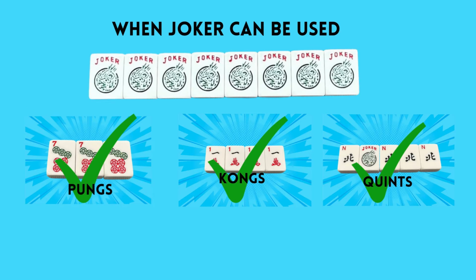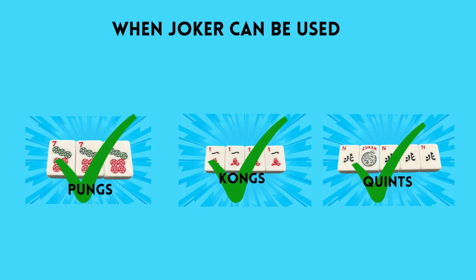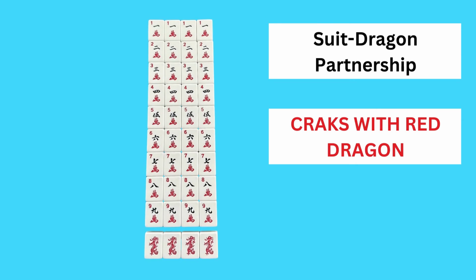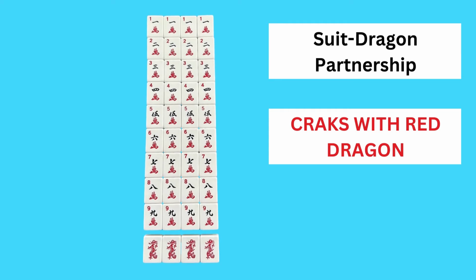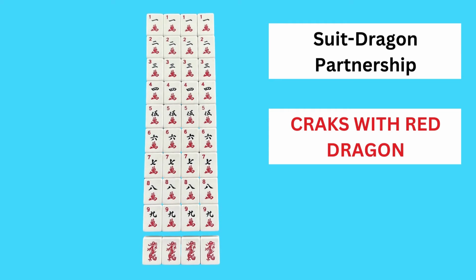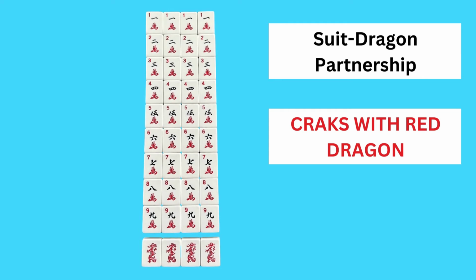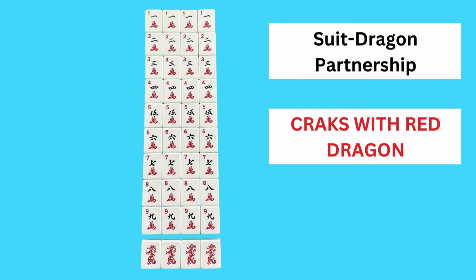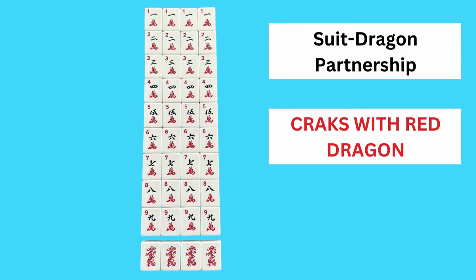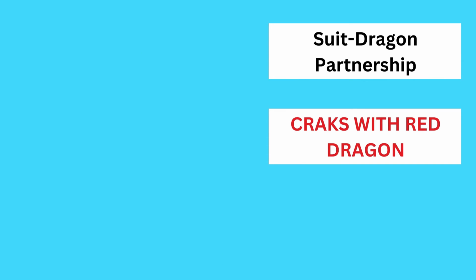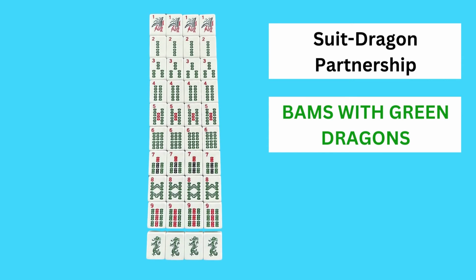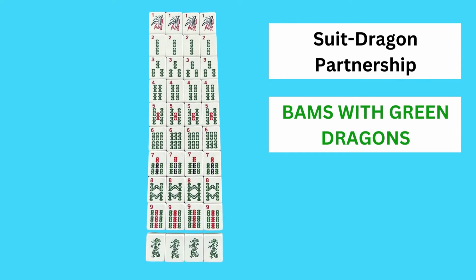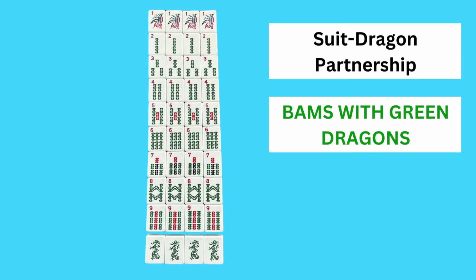Now we move on to our suit dragon partnerships. The first partnership is the red dragon and the cracks. And because these match in color, it's very easy to remember this partnership. The next partnership we have is the Bams and the green dragons. And the green dragon and the Bams are green in color, so it's very easy as well to identify this partnership.